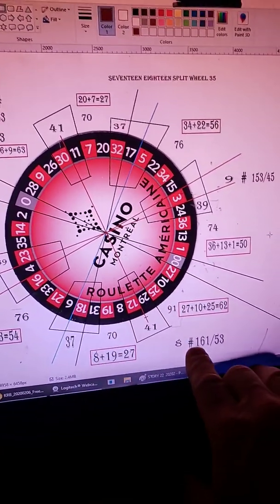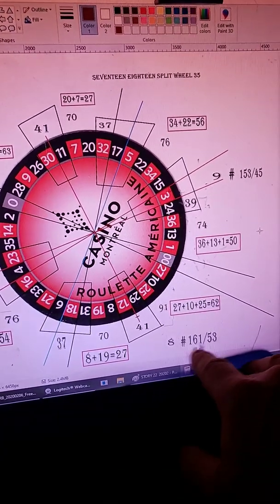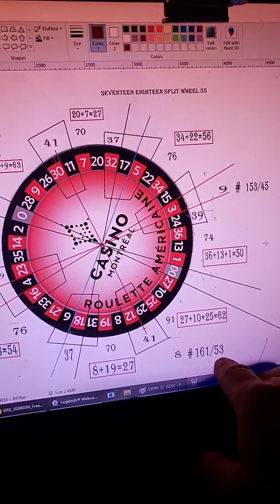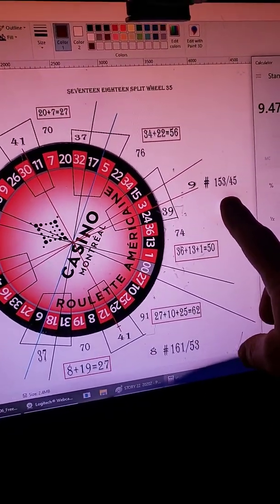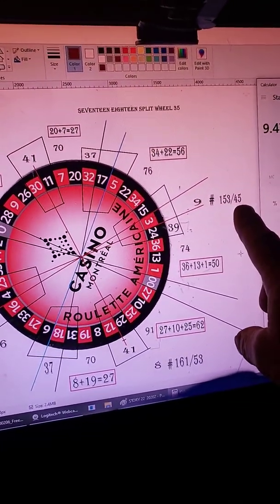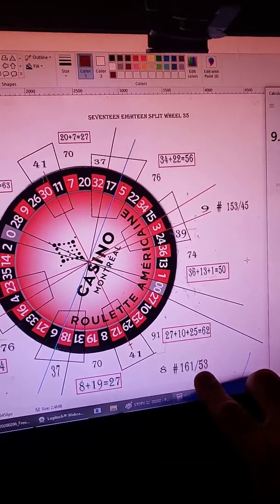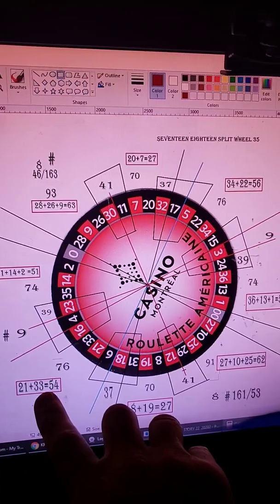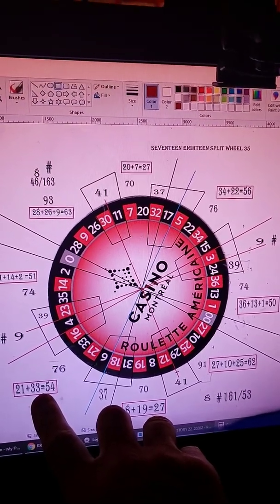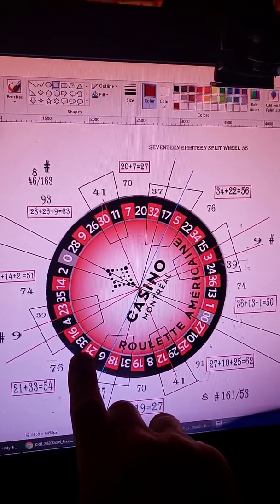There was a total count of 161, Pythagorean count 53. There was a total of 153, Pythagorean count 45. So in the sun, and this is the energy. Here again, 21 and 33 is 54.